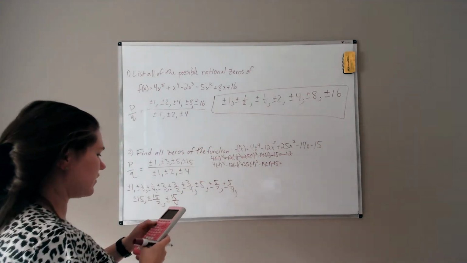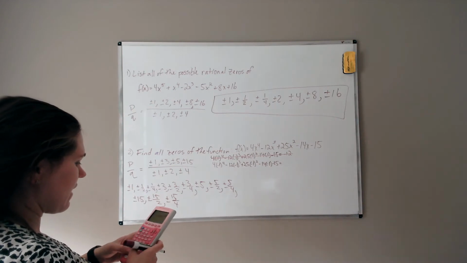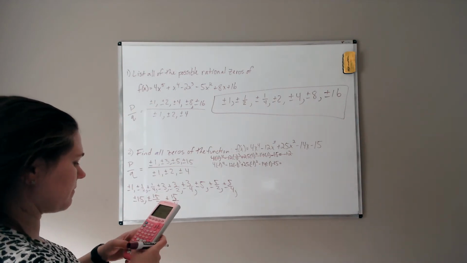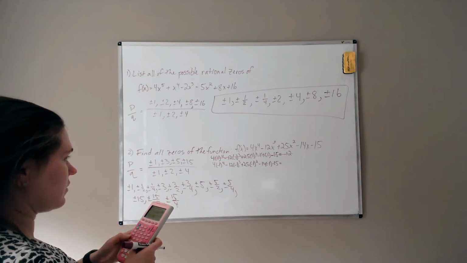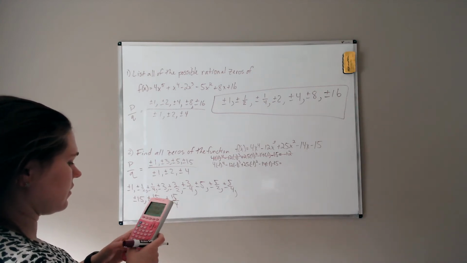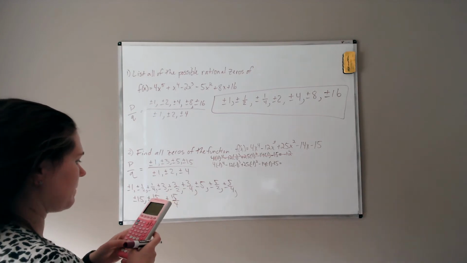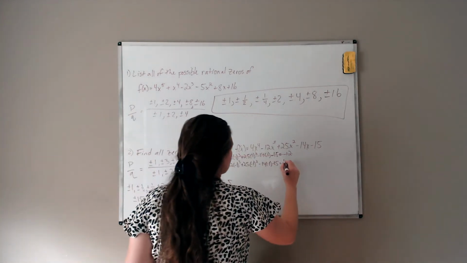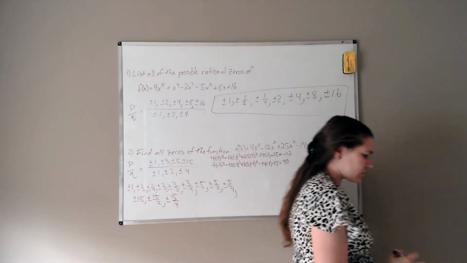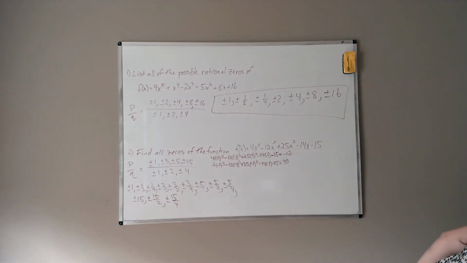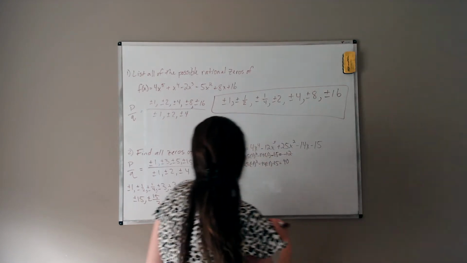Okay, so we'll put that into the calculator, and we'll see what it gives us. It gives us 40. So is negative 1 a solution? No, it is not. So now, let's move on. Let's check the next one in our list. The next one in our list is a half.